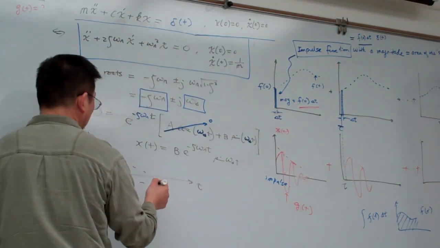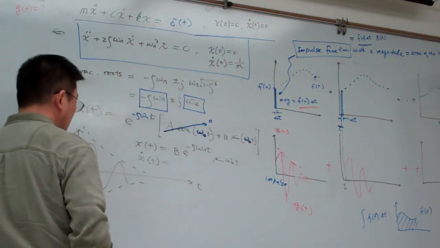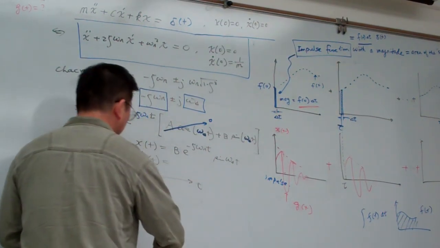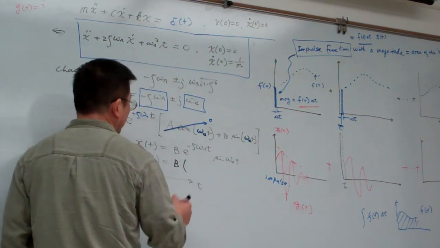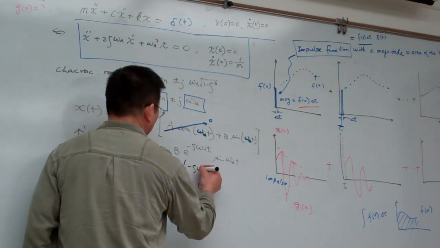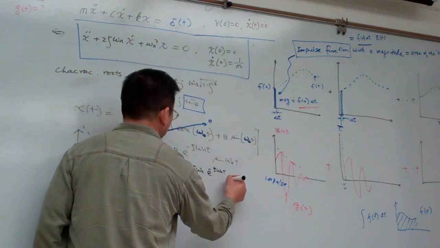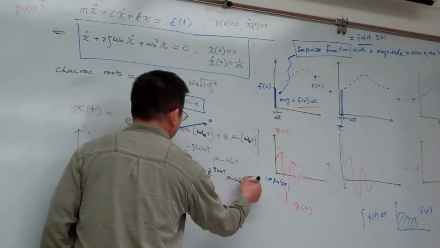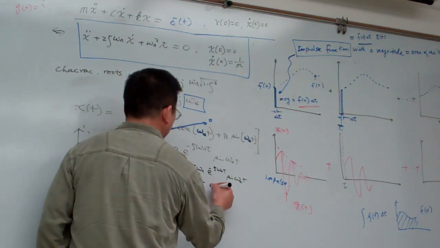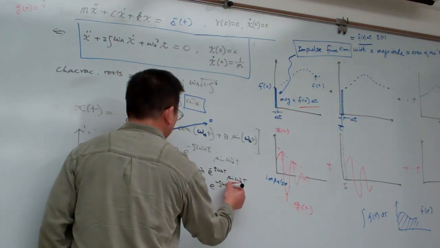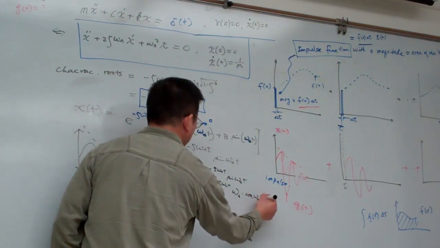Here we can calculate x dot, the velocity, and this one needs a little bit of calculation. That will be equal to B times minus zeta omega n e to the minus zeta omega n t sine omega d t, plus e to the minus zeta omega n t omega d times cosine omega d t.